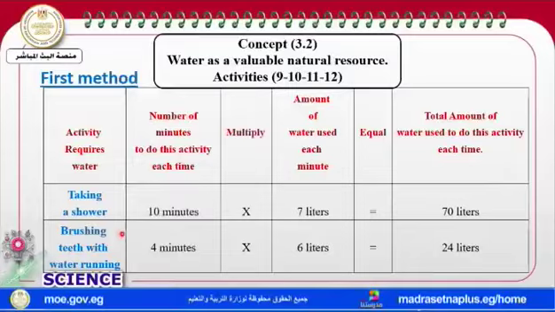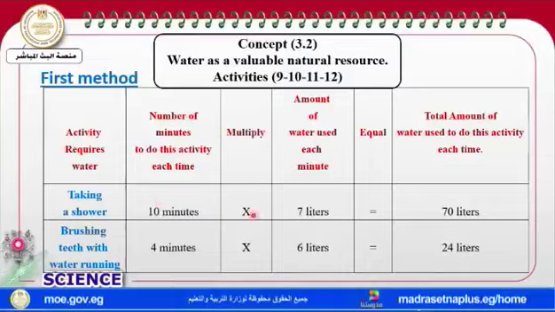In the first method, we will measure the number of minutes to do this activity each time. So, each shower, how much time do we take, okay? And each brushing of your teeth, how much time do you use, okay? It takes for me in every brushing of the teeth 4 minutes, and it takes 10 minutes for me to take a shower, okay?